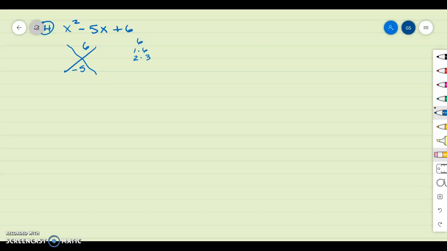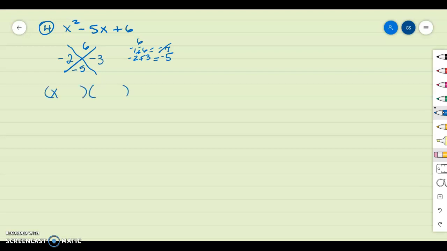So which one are we going to use? Well, let's test it out. We know we're going to have a negative and a negative because a negative times a negative equals a positive, and a negative plus a negative equals a negative. Therefore, we're going to have 2 of the same signs. If I put a negative and a negative on 6 and 1, I'm going to get a positive 6 if I multiply, but if I add, oh, look at that, I get -7. I don't want -7. 2 times 3 is 6. 2 plus 3 is 5. -2 plus -3 equals -5. Therefore, we want a -2 and a -3.